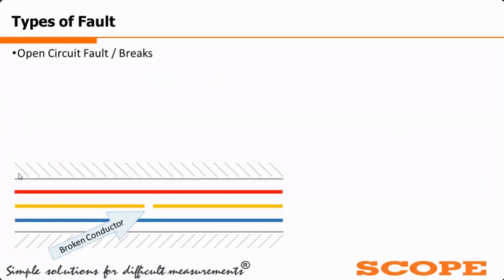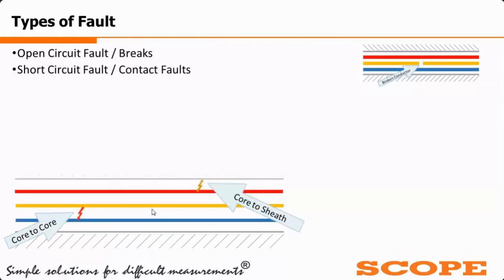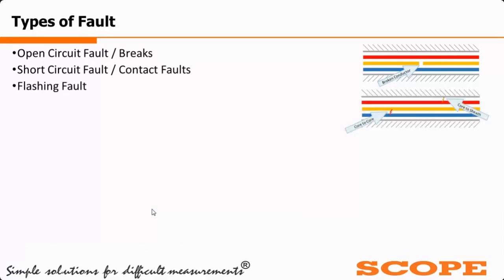In the picture you can imagine that if there is an open circuit, then the conductor is totally open. This type of fault mainly occurs due to external damage and overloading events. The conductor is totally burned, so the conductor is broken and open circuit faults occur. The next type of fault is the short circuit fault, which is categorized into two types. First is the core to core short circuit fault, and the other is the core to sheath short circuit fault. Next one is the flashing fault.